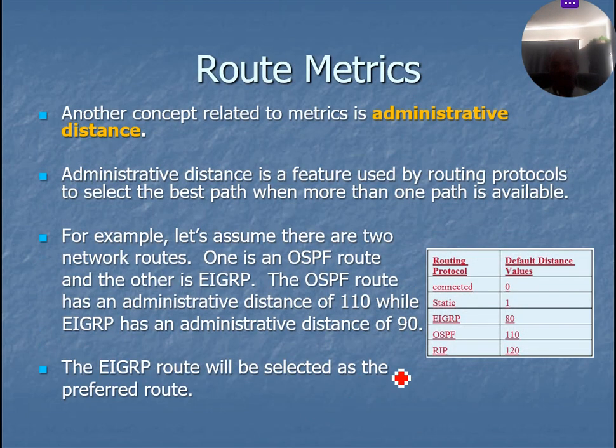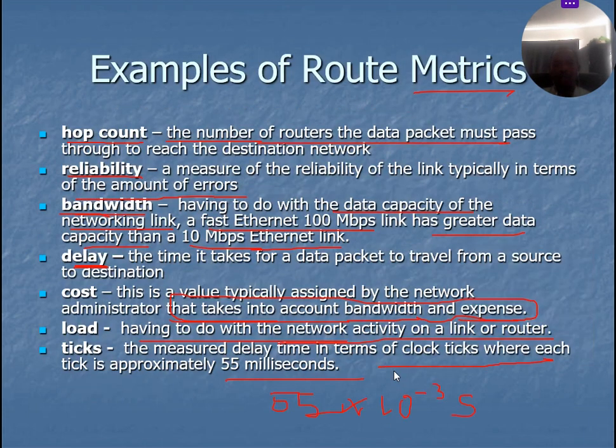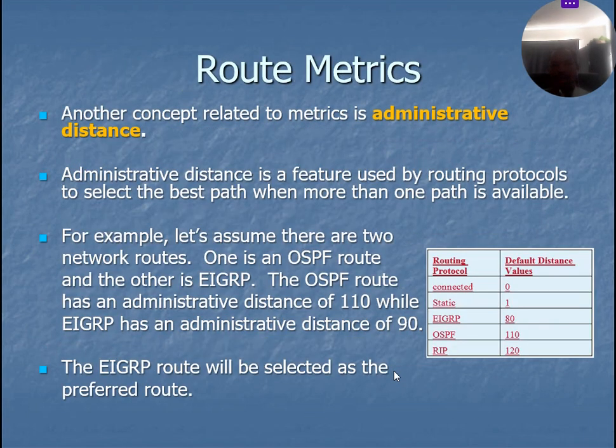Now let's take a look at the route metrics. Just now we were looking at the example, but now let's look at the route metrics itself. One very big concept that we normally describe when we talk about route metrics is the administrative distance. Administrative distance is what determines which type of routing protocol we will select, which type of dynamic routing protocol.